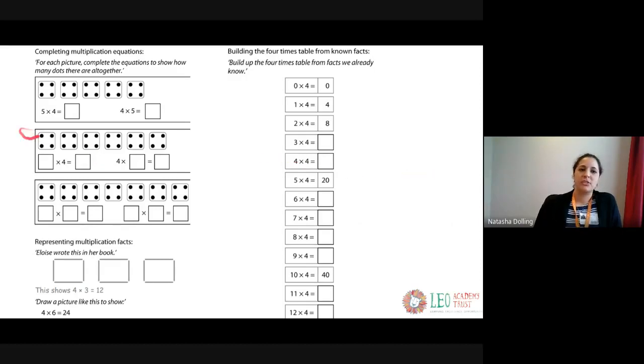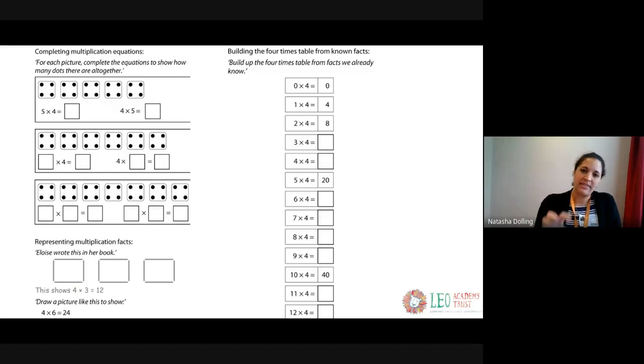Always linking back to pictorial representations, building up the 4 times table from facts that they already know. So children who say they don't know their 4 times table, well, we're going to assume, as I said, the 0 times table, which we never leave out. We know that. We know the 1 times table. And we know, hopefully at this point, the 2, 5s and 10 times table.